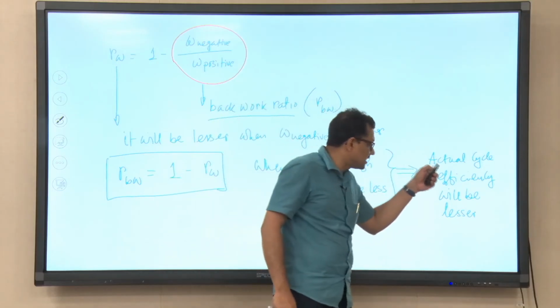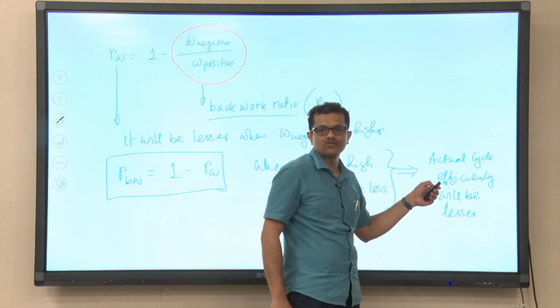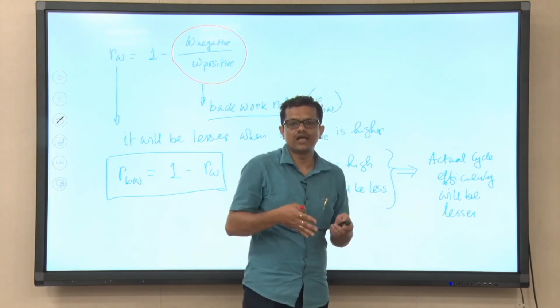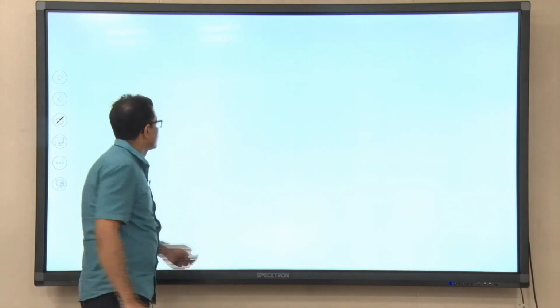Now, we have written here that the actual cycle efficiency will be lesser, but we did not talk about whether the ideal cycle efficiency will be lesser or higher. For the ideal cycle, it does not matter whether the ideal cycle efficiency will be lesser or higher. So, our objective should always be to obtain higher work ratio and lesser ideal cycle efficiency.